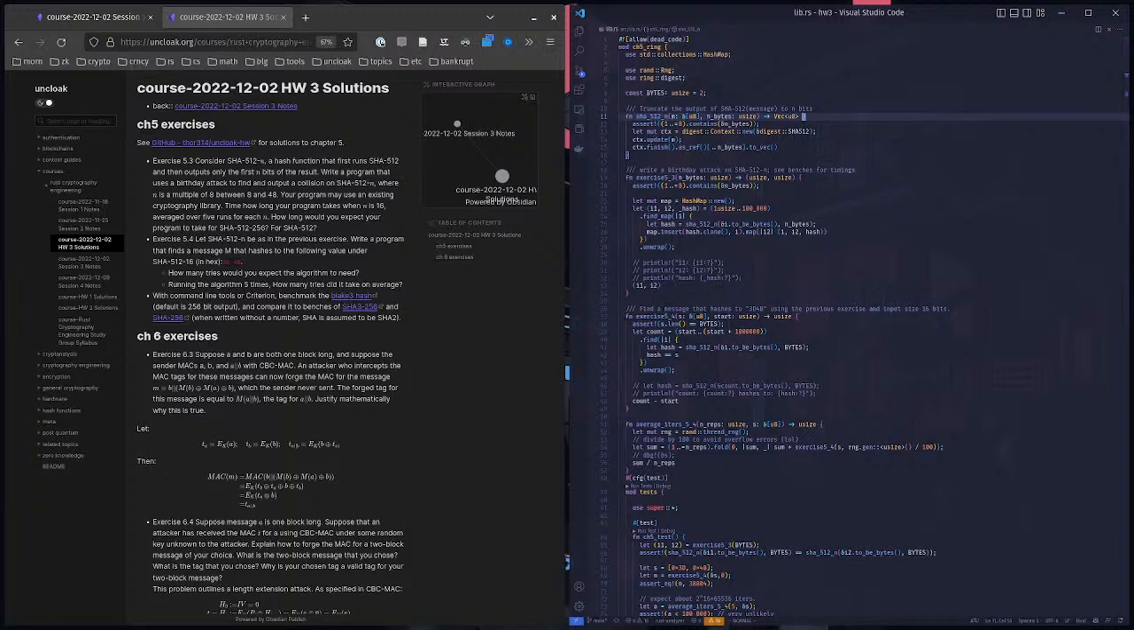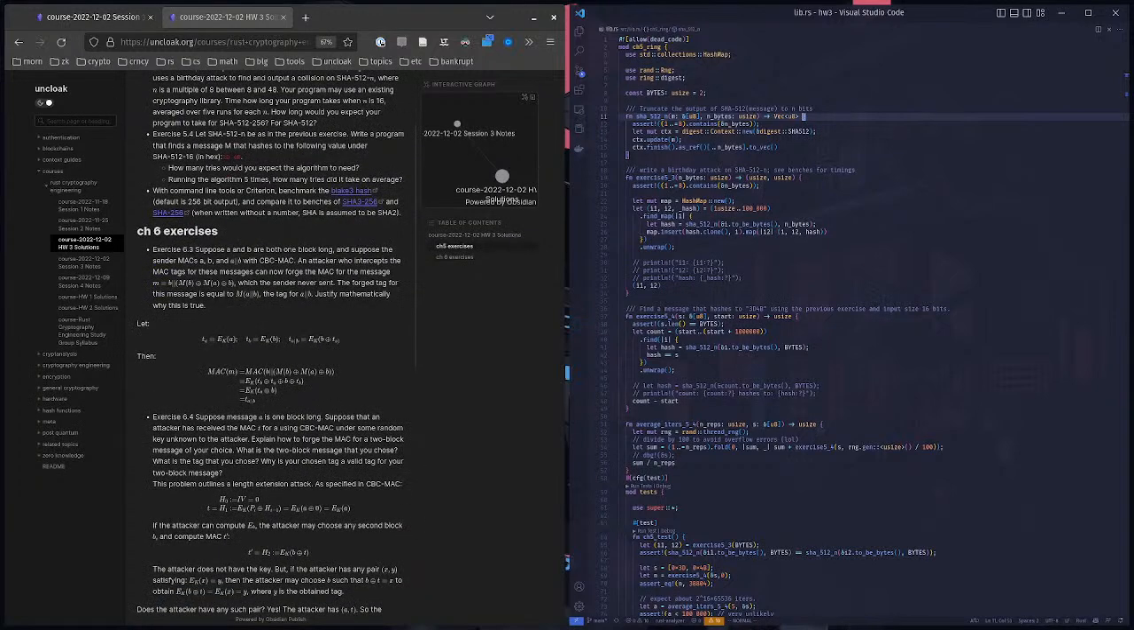And I see, so the exercises in this week were largely focused around how long would it roughly take to find a collision. And this is a shortened version of the exercise in the book. The book asks, I think, the implementer to find a message that hashes to a couple of different values under SHA 512.16, 512.24, 512.32, and so on.